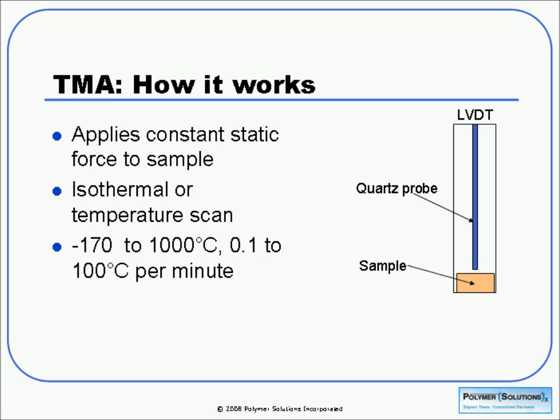And this technique works by having a quartz probe apply a constant force to your sample. Usually it's in the range of millinewtons, so it's a very small force. And that probe is attached to an LVDT that constantly monitors its position in the y direction. So during the test, if your sample is changing in dimensions, that probe may move up and down, and therefore the instrument's going to monitor that, and that gives us information about the sample. We can do this over a temperature range or isothermally, and it's also possible to run in various atmospheres as well if that's of interest.